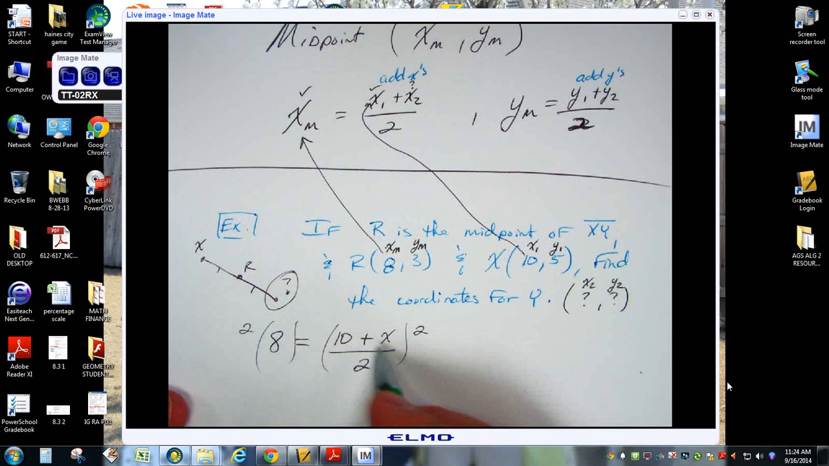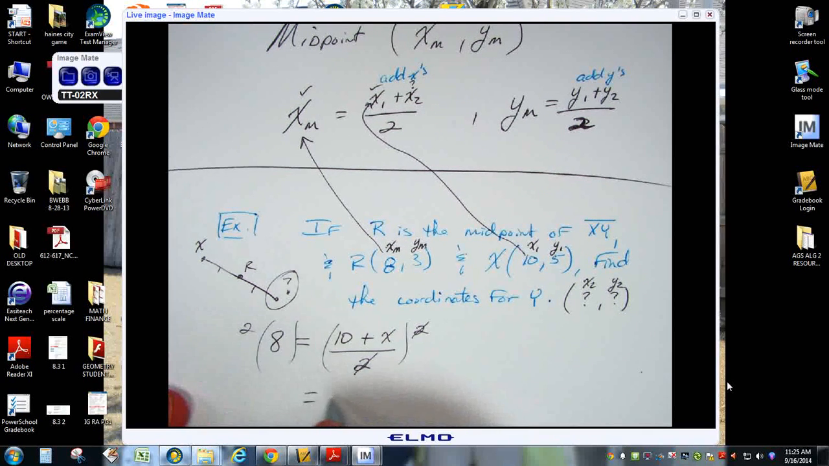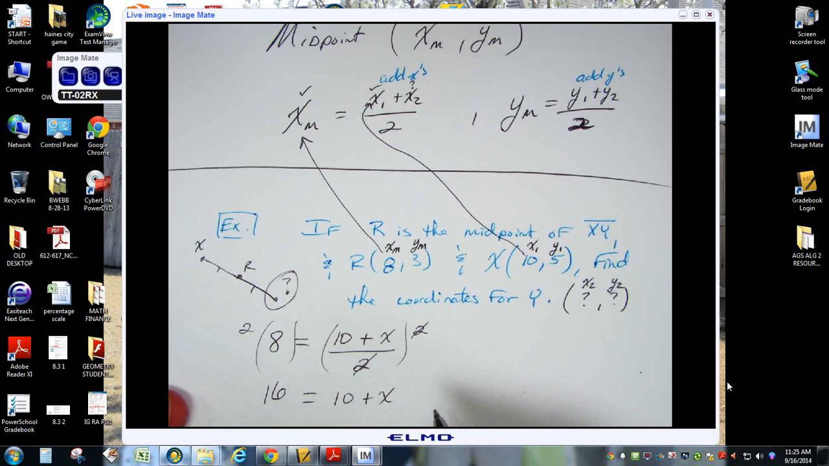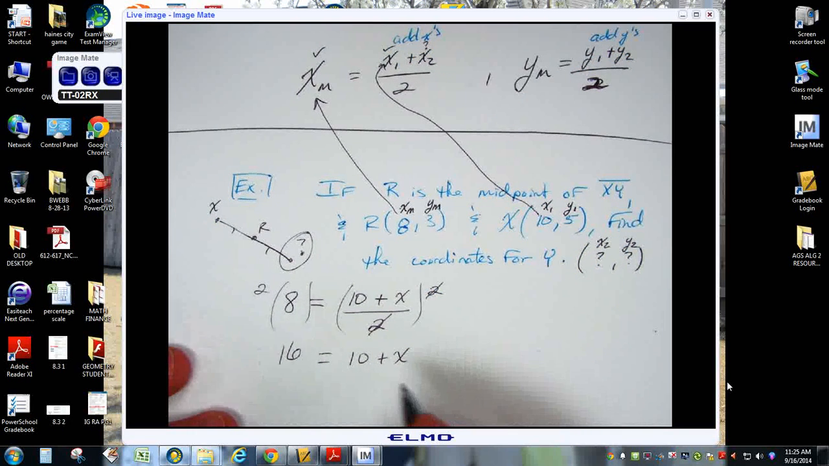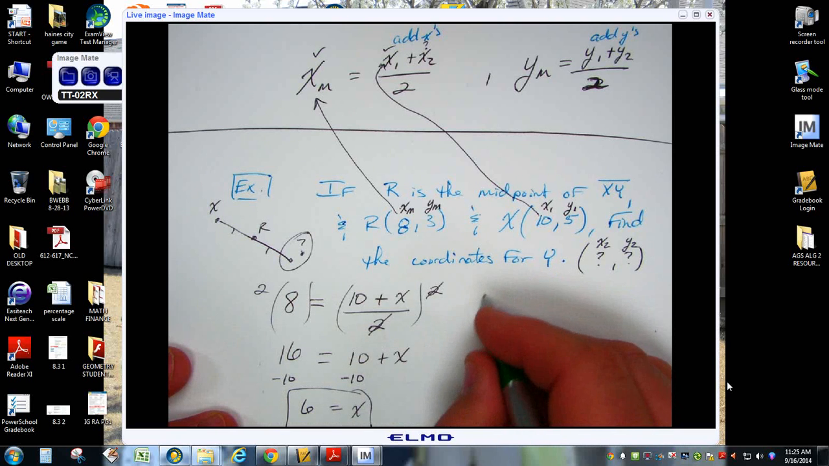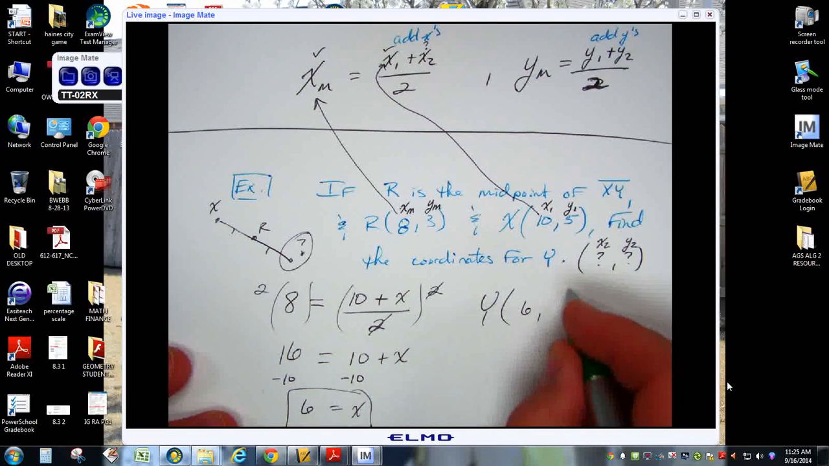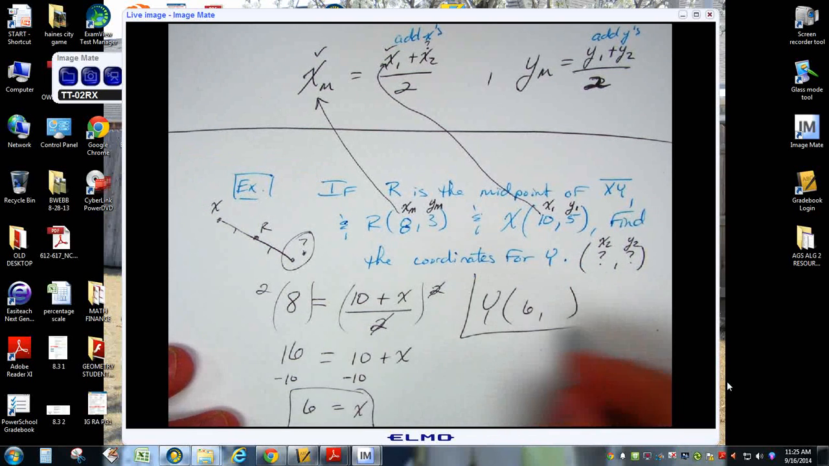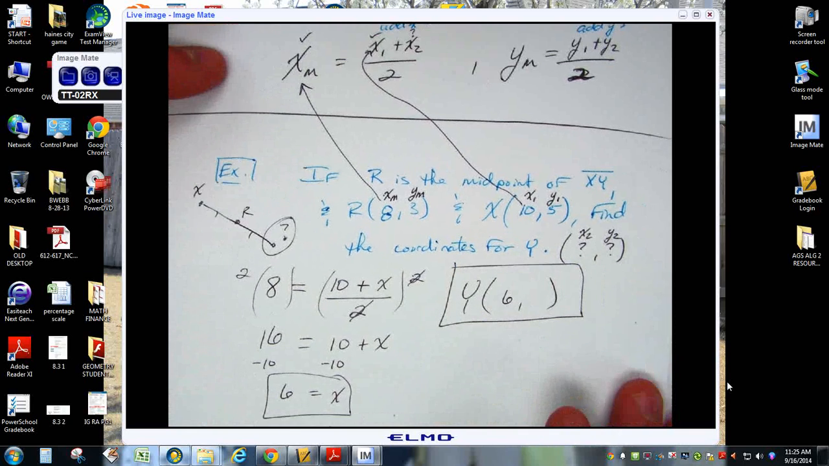If I multiply everything on the right side by 2, what happens? Leaving just what? 10 plus what? But if I multiply the right side by 2, I've got to multiply the left side by 2, making this what? Now, does that look like an easy equation to solve? What would I do next? X is equal to what? So, we know the x-coordinate now is what? 6, right? What's the only thing left to find?